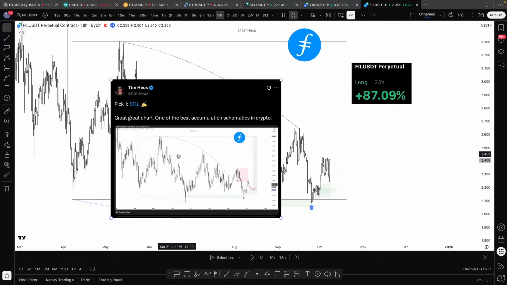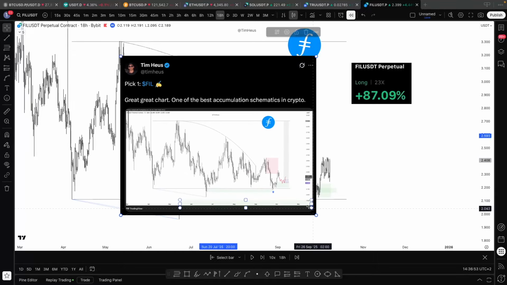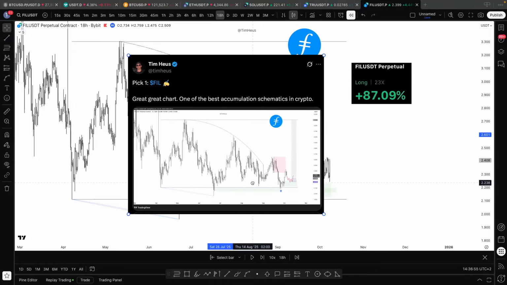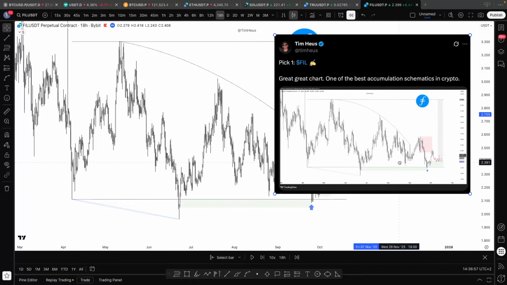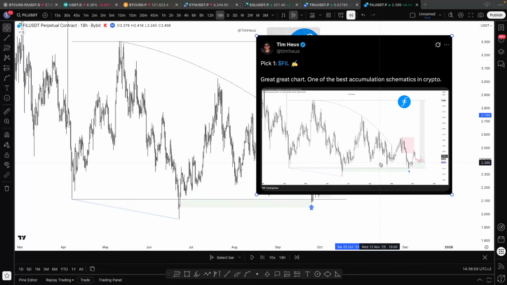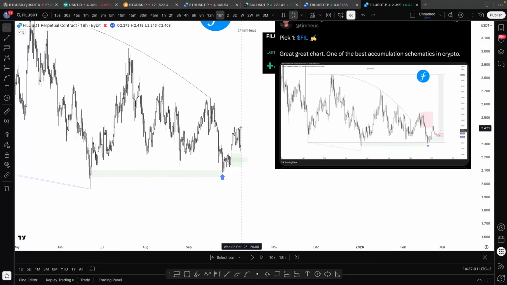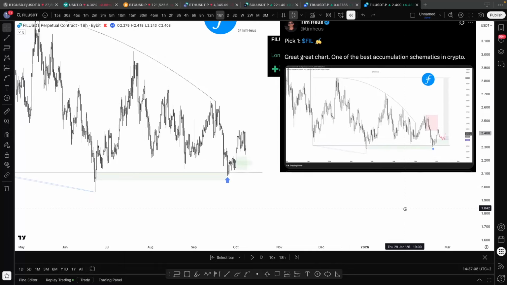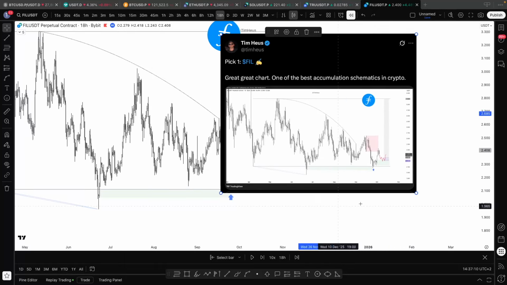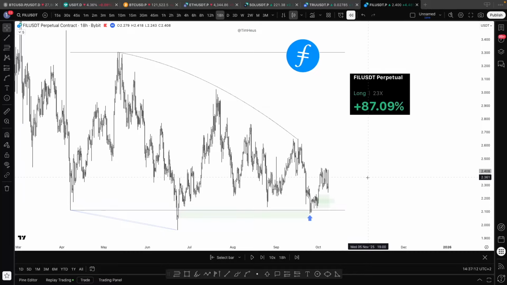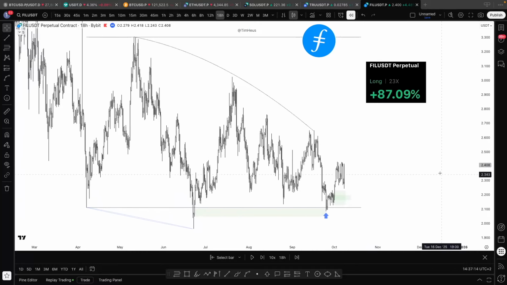On my X, I was saying big one, FIL, Filecoin, great chart, even two grades. One of the best accumulation schematics in the whole crypto. And I was saying price was here, and I wanted price to accumulate right there in the demand zone and go up for a potential insane R trade. So this was the pre-planning, and now we're gonna see what the trade was, because it's very nice.